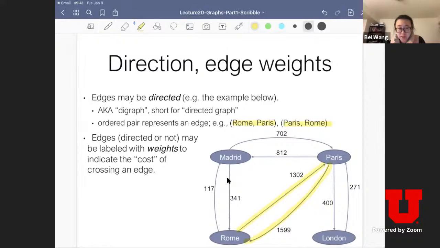Whether an edge is directed or not, it can still come with a weight attached, which corresponds to some notion of the cost of going along that edge. So when the edges are weighted, it's called a weighted graph. Otherwise, it's called an unweighted graph.